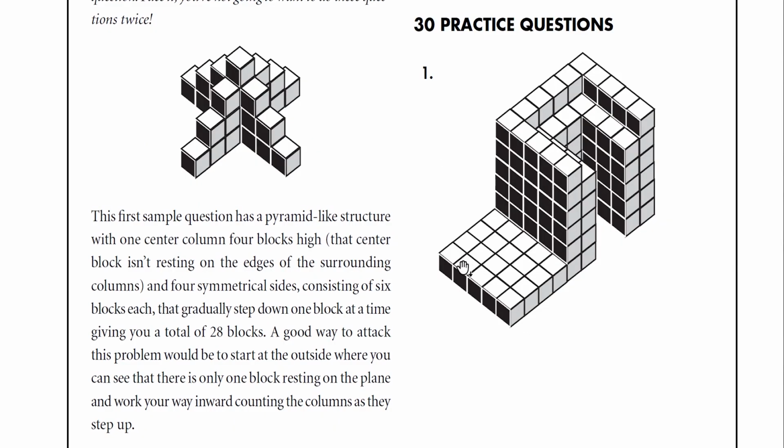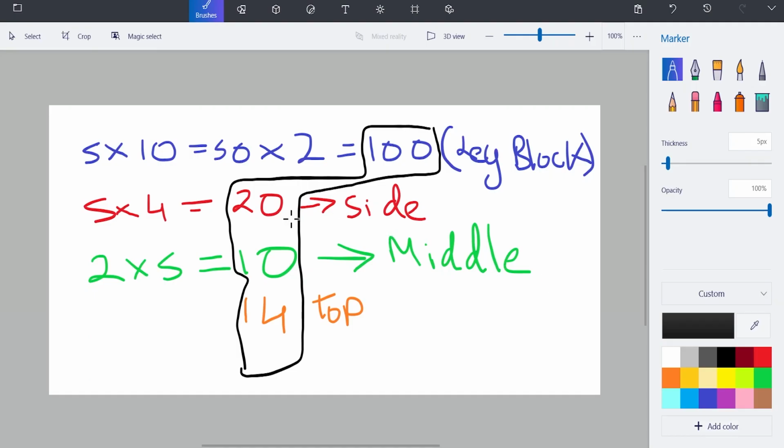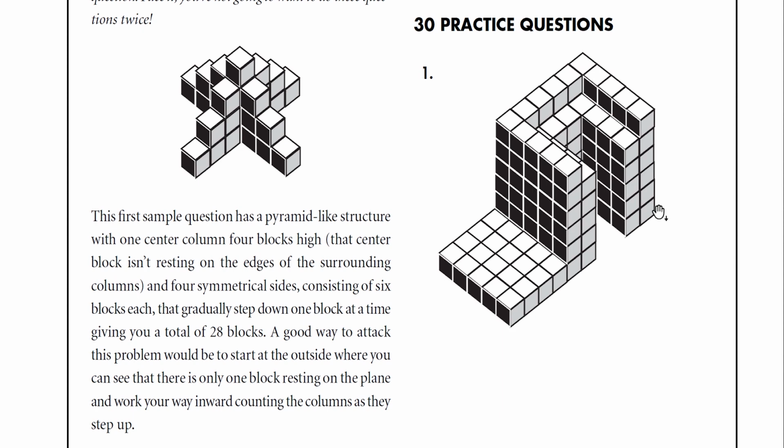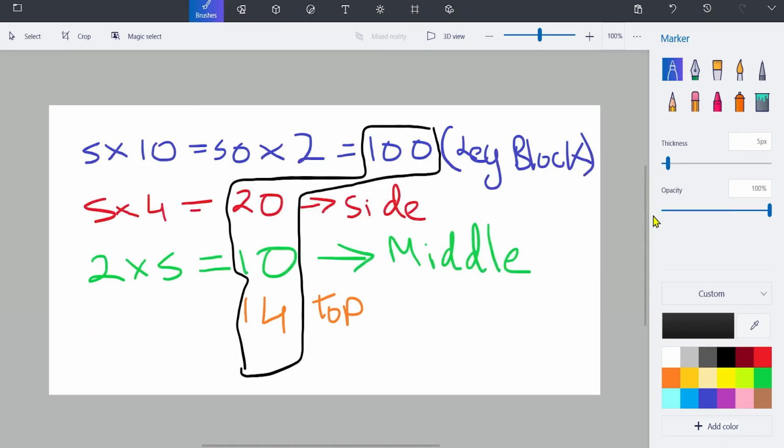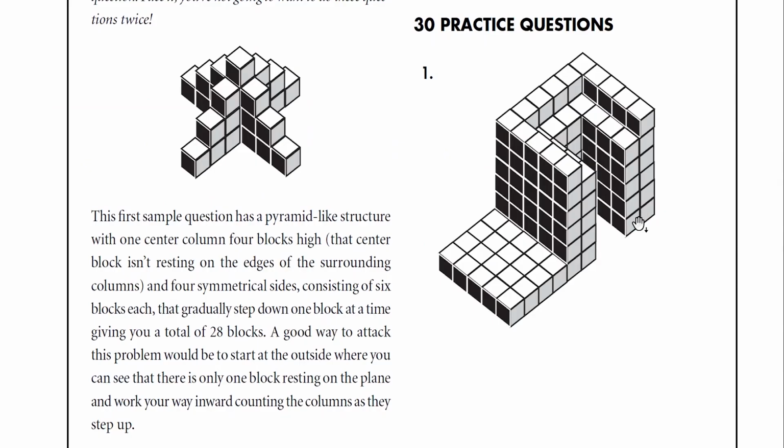1, 2, 3, 4, 5 by 1, 2, 3, 4. That's 5 by 4, 20. Then here we have 2. Oh, wait a second. So we only said 5 into 10, which is 1, 2, 3, 4, 5, 6, 7, 8, 9, 10.